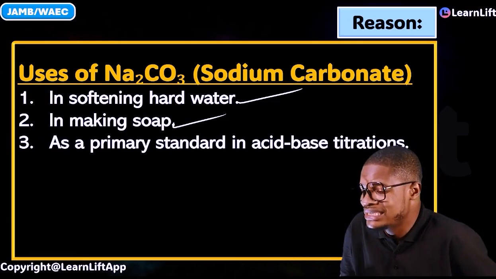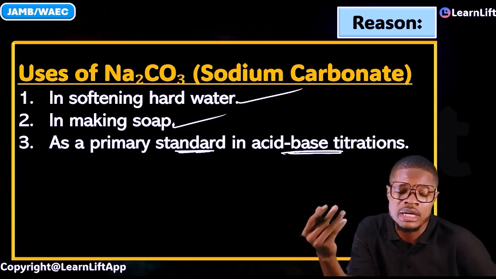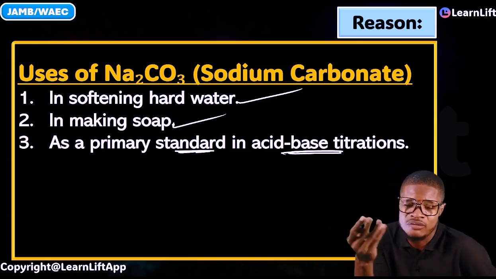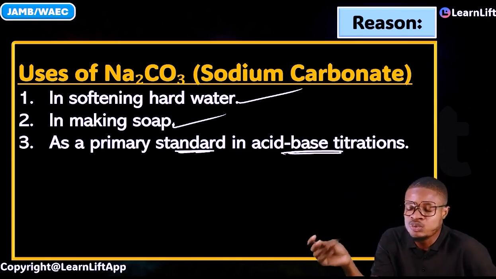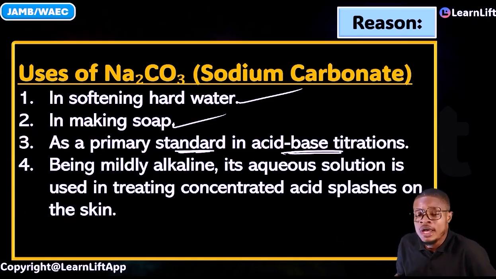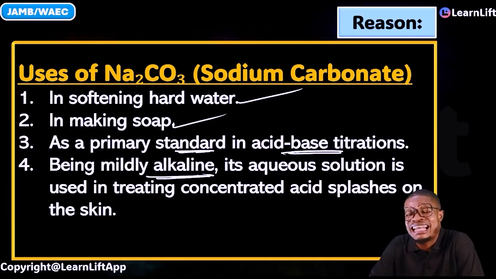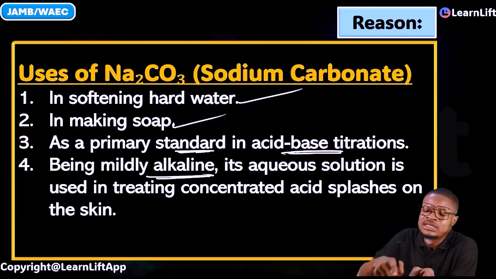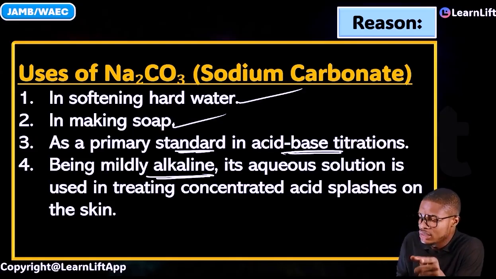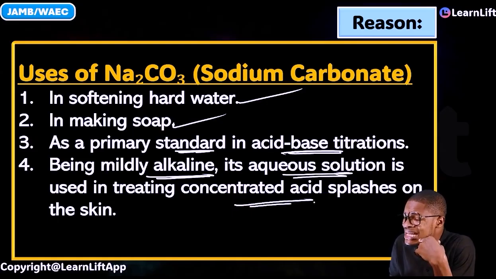Don't forget this, that it is also a primary standard in acid-base titration. So, you want to carry out your volumetric analysis, all this your titration, practical, and all of that. Of course, Na2CO3 is what? A primary standard in acid-base titration. Don't forget number 4. It is used mildly as what? An alkali. Hold on. Because it is an alkali, is it a strong alkali or it is just mild? It is mild. Hence, the aqueous solution of it is used in treating concentrated acid splash.